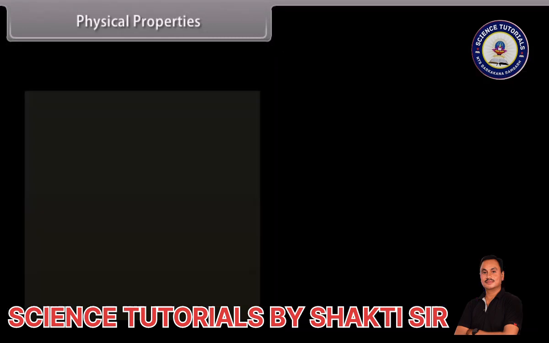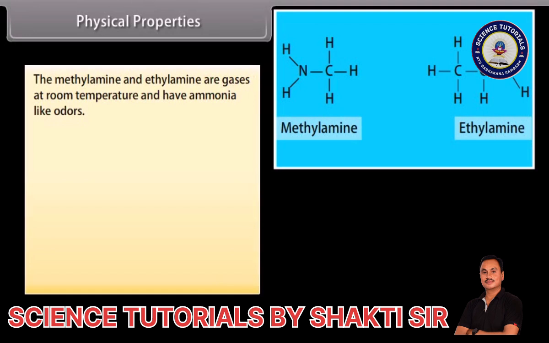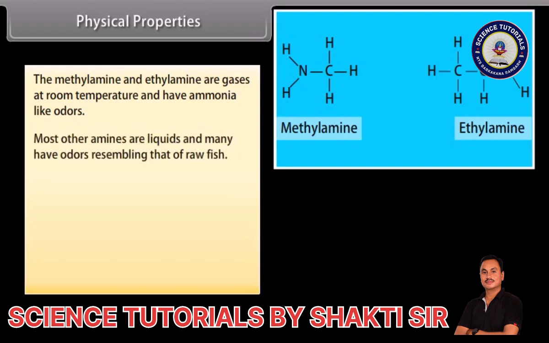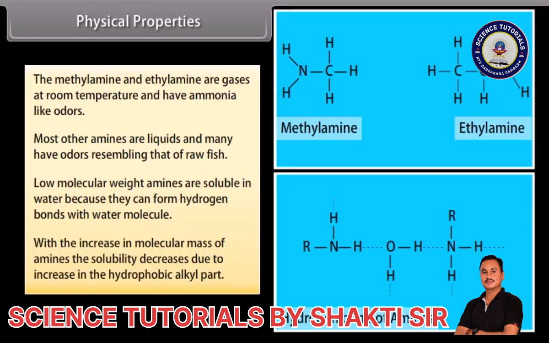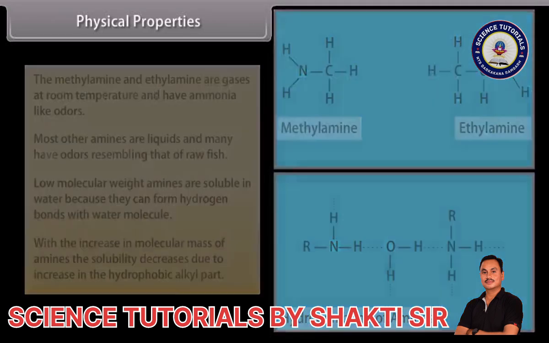Physical properties. Methylamine and ethylamine are gases at room temperature and have ammonia-like odors. Most other amines are liquids and many have odors resembling that of raw fish. Low molecular weight amines are soluble in water because they can form hydrogen bonds with water molecules. With the increase in molecular mass of amines, the solubility decreases due to increase in the hydrophobic alkyl part.